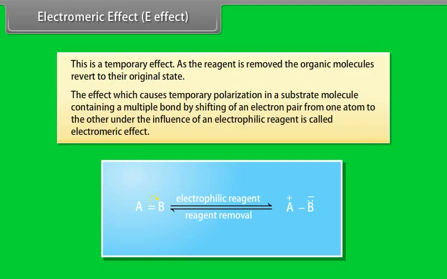The effect which causes temporary polarization in a substrate molecule containing a multiple bond by shifting of an electron pair from one atom to the other under the influence of an electrophilic reagent is called the electromeric effect.